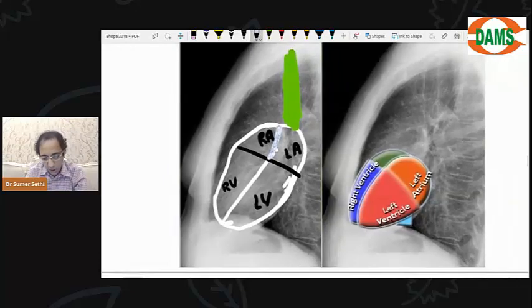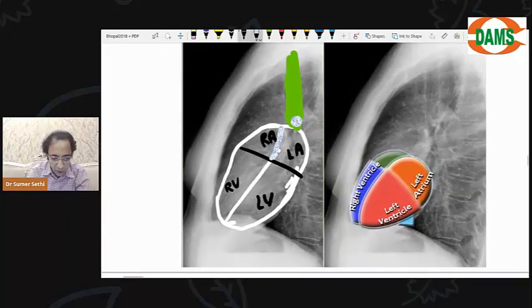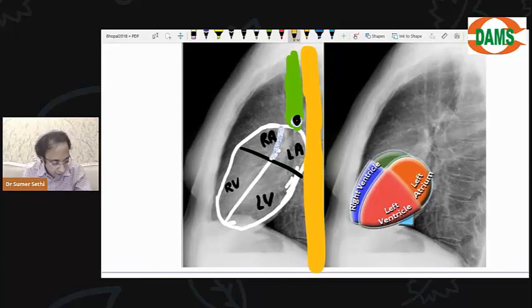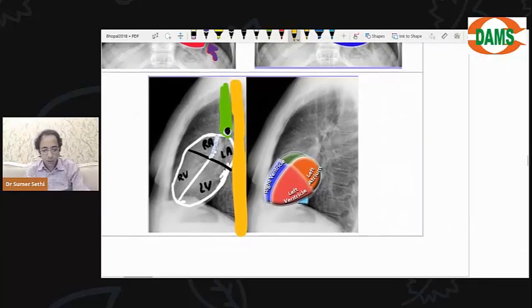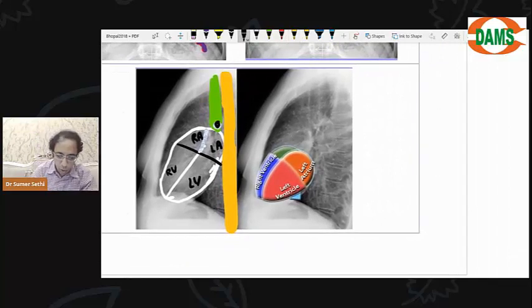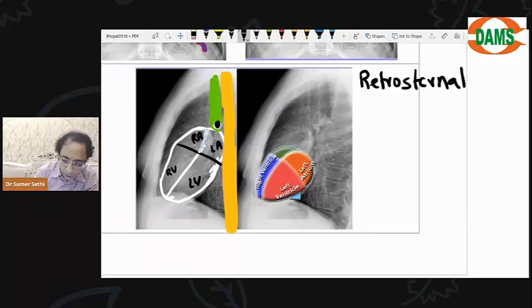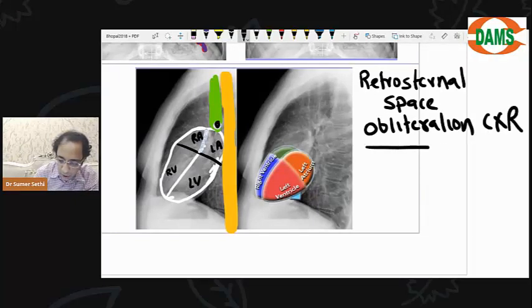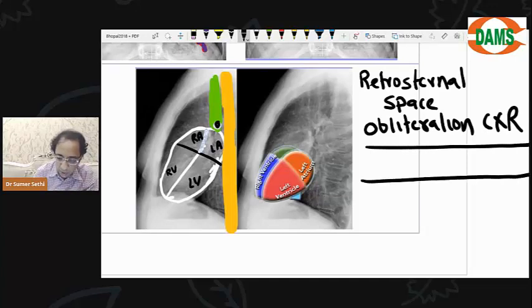Okay, so this is the trachea, and this point where the trachea ends is called the carina. And behind the trachea we have the esophagus. Behind the trachea we have the esophagus. Okay, now looking at this anatomy, you have to do an applied anatomy question. Retrosternal space obliteration on a chest X-ray is seen due to enlargement of which cardiac chamber?